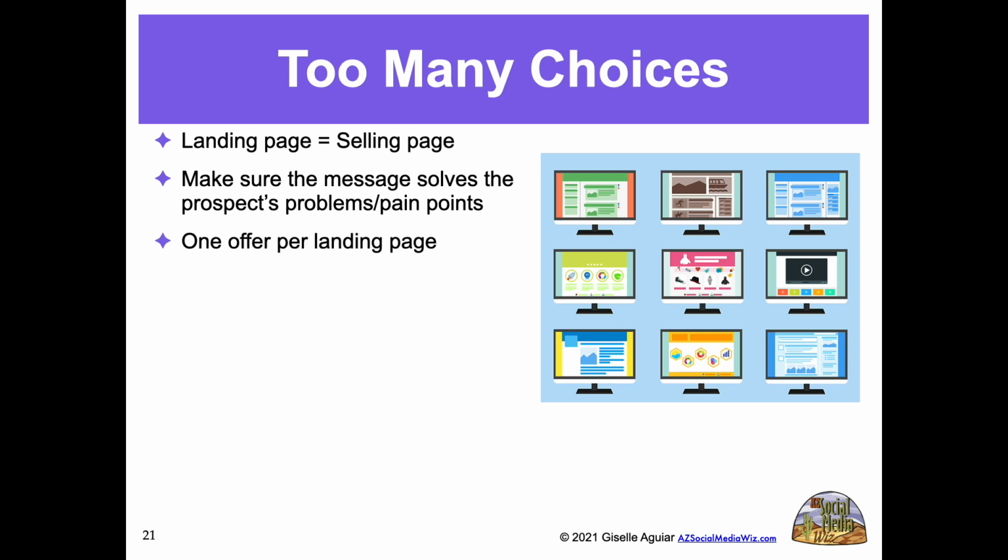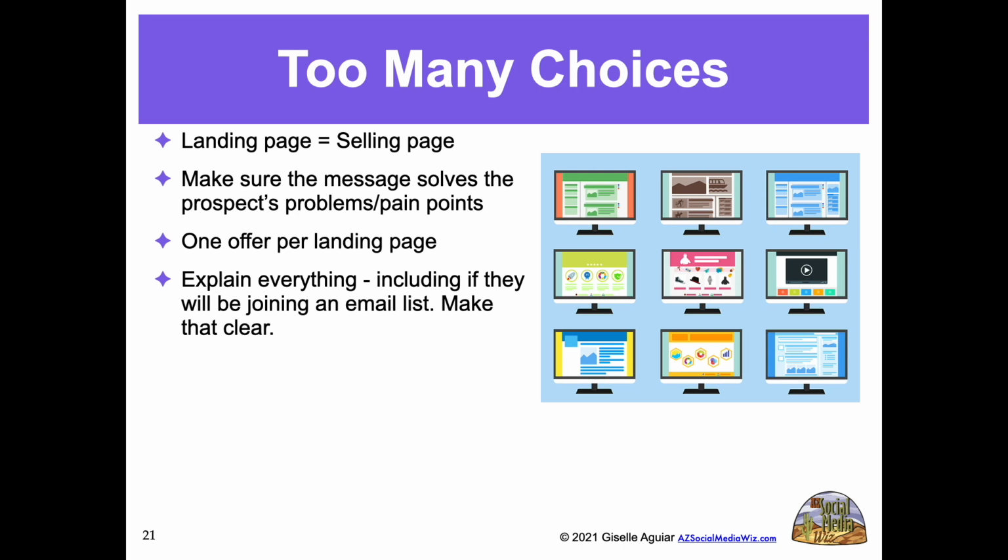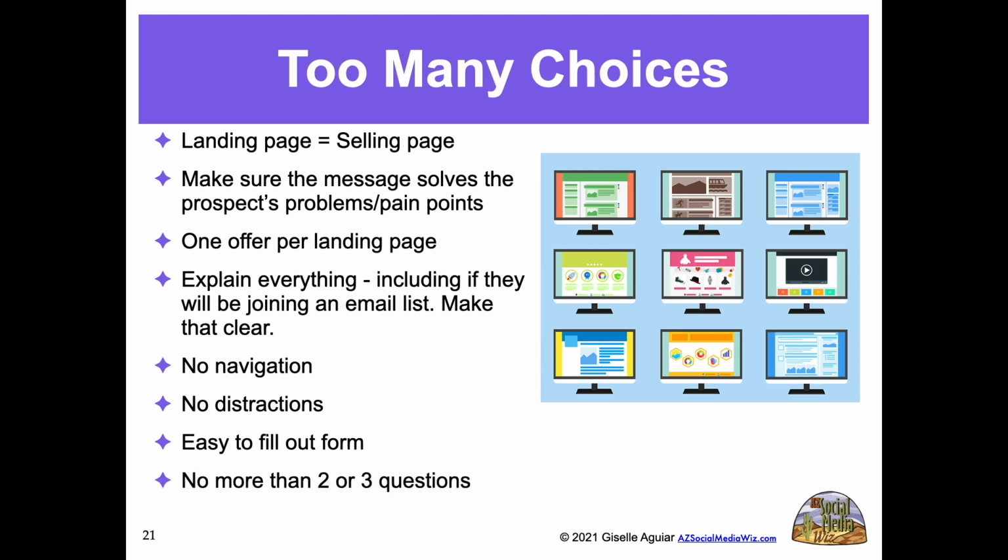Okay, one offer per landing page. Explain everything, including if they will be joining an email list. Make that clear. So no other navigation should be on this page. No distractions. And make the form easy to fill out with no more than 2 or 3 questions. I remember I was signing up for a webinar and this thing wanted my whole life story. It had like 20 questions in there. And I'm like, I don't need this webinar that bad. Okay. And I was out of there.